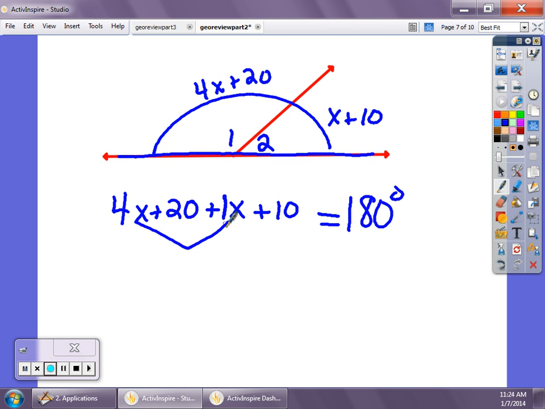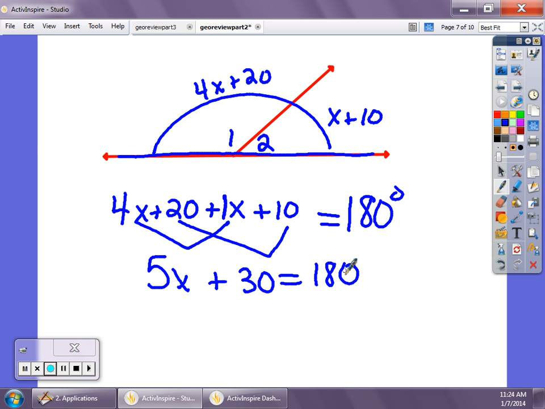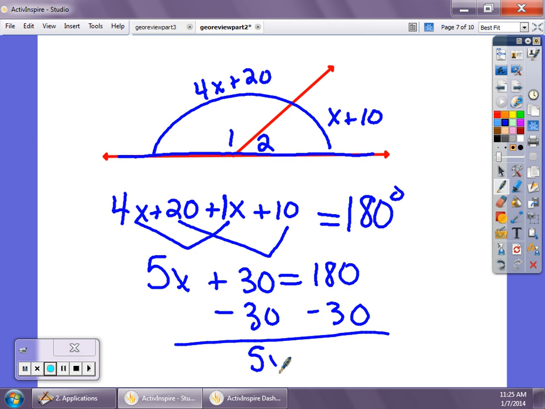All right, how many x's do I have? 5x plus how much? 30 equals what? Keep going. Subtract 30. I get 5x equals 150. What would you like me to do? Divide by 5. Okay, what do I get? How many times does 5 go into 15? 3, and then slap on that 0, 30. Okay, and it asks for x, right? So I can stop. Okay, ready for number 18?